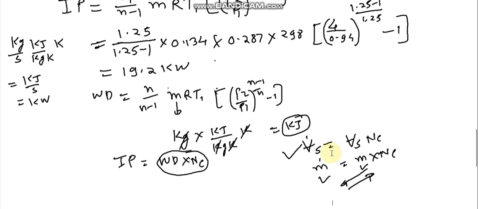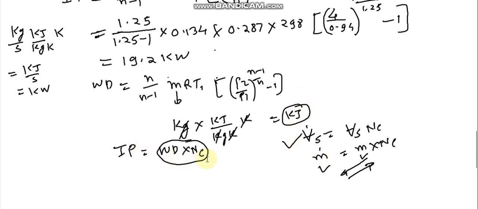We can convert indicated power equal to work done into NC. Work done into NC, means for this mass, m dot equal to m into NC. So if we know the mass in kg, to get m dot we multiply by NC. If you find the mass in kg from m dot, divide by NC. If we know the mass in kg only and want kg per second, multiply m in kg by NC, so we will get m dot like this.